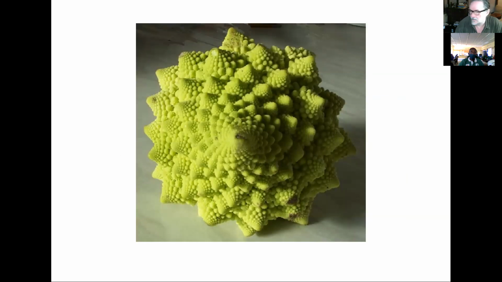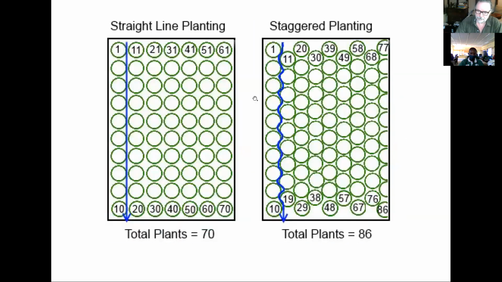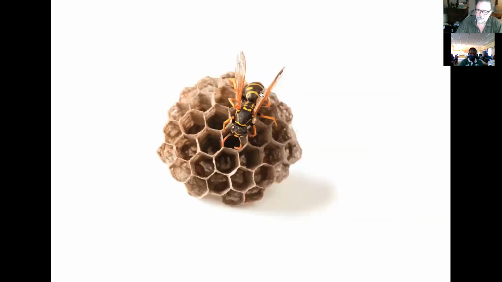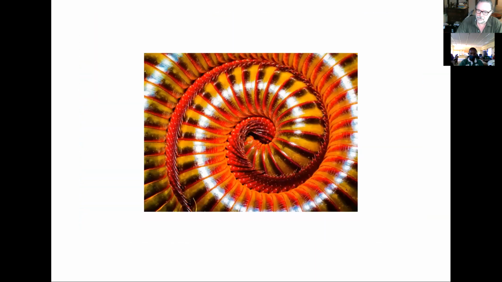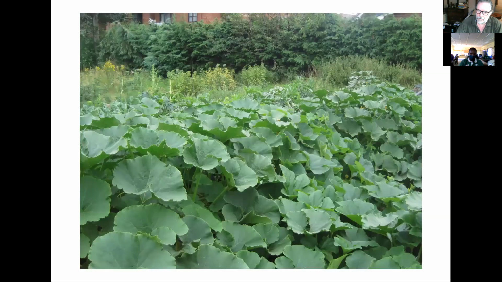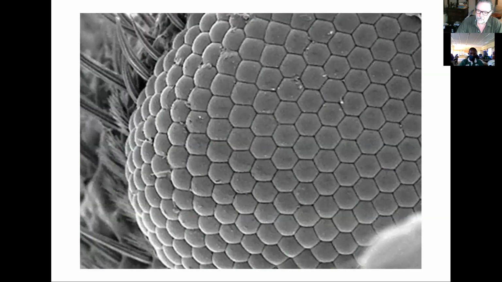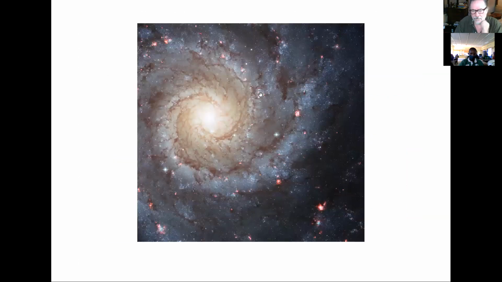It's in this crazy looking vegetable. It's in the universe. Here is our spiral, and look at the arms of the spiral. They're the same. Go all the way back. Oh, we lost it. Sorry. Anyway, we'll see it. We see it again and again and again.